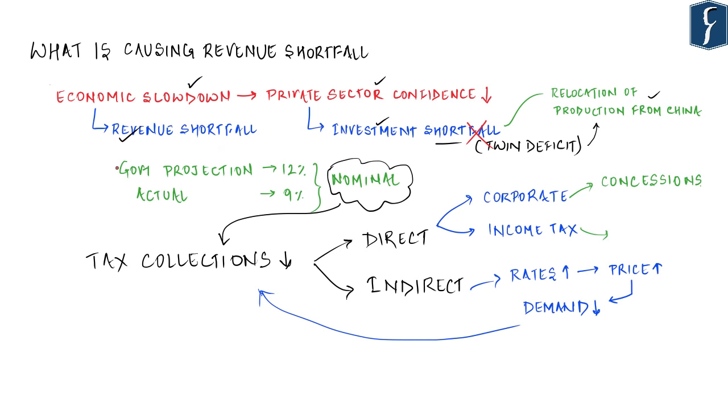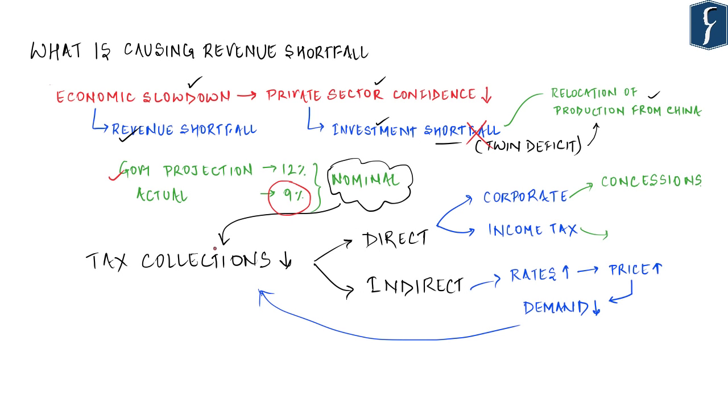Moving on to the revenue shortfall. Let's first understand how this revenue shortfall has been created. Government forecasts its income based on the nominal growth of the GDP. Nominal means it takes into account the current prices. Now, when the government forecasted its revenues, it took into account a projected growth of 12%, but the actual growth turned out to be only 9%. This led to a lot of revenue shortfall.